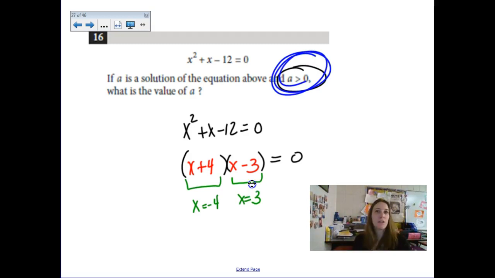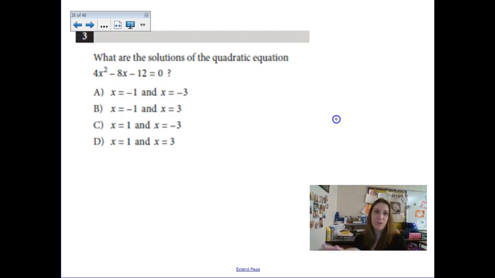So this is a no calculator gridded response question. You knock out that answer. This is the one you want, so you bubble in 3 as your solution. This question is also on the no calculator, but this time it's the multiple choice one.